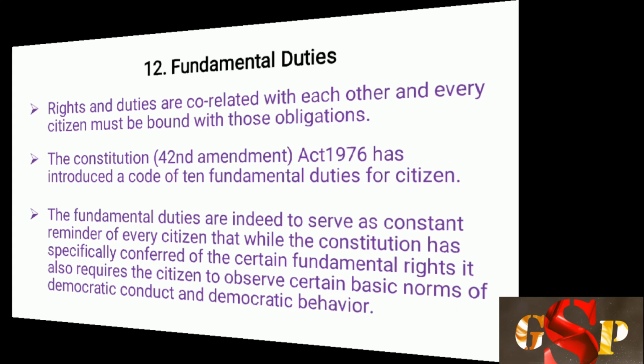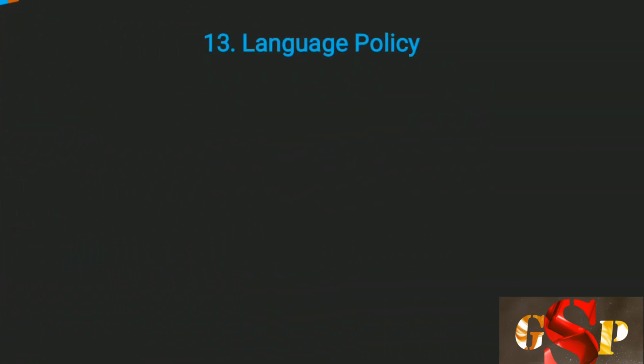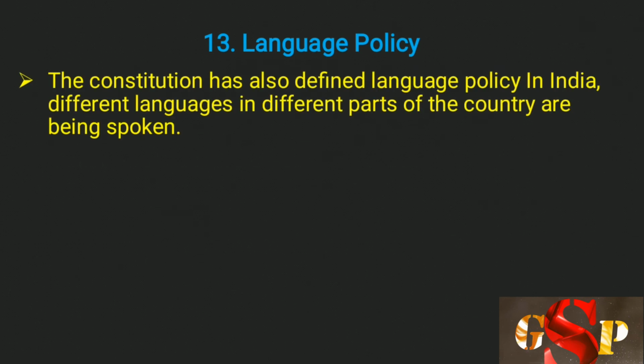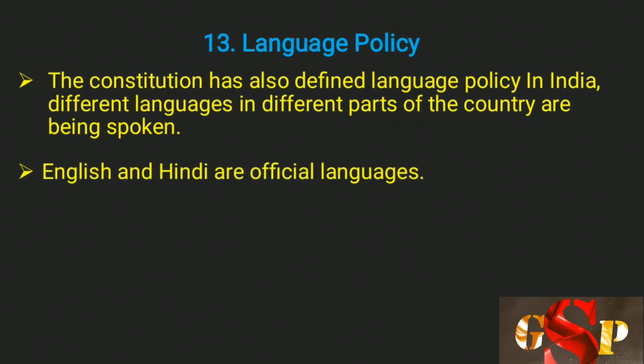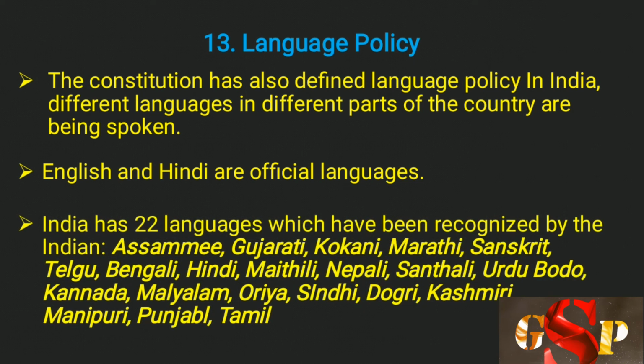Thereafter, next, language policy. The Constitution has also defined language policy. In India, different languages are spoken in different parts of the country, but English and Hindi are official languages. India has 22 languages recognized by the Indian government, like Assamese, Gujarati, Konkani, Marathi, Sanskrit, Telugu, Bengali, Hindi, Nepali, Urdu, Bodo, Kannada, Malayalam, Sindhi, Kashmiri, Manipuri, etc.